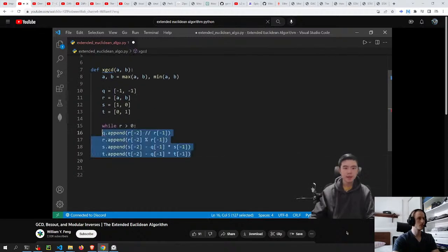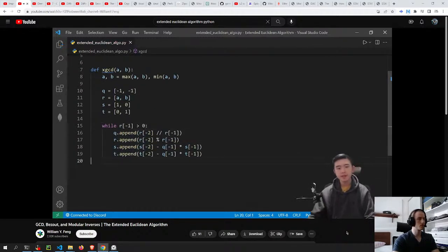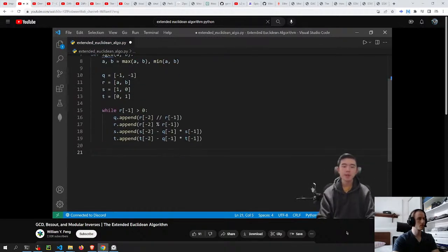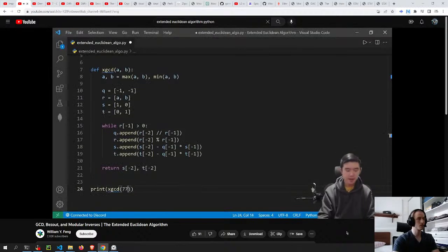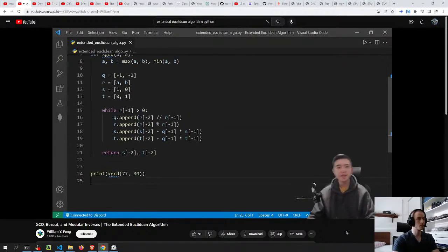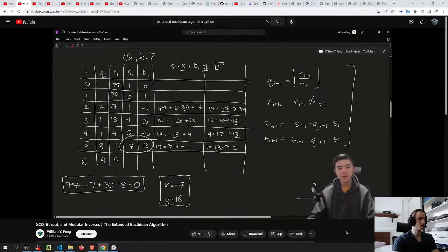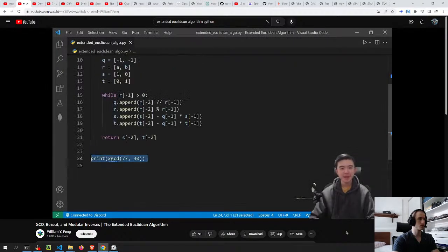Okay, and then at the very end, while the last element of r is still not 0, we're going to be doing these 4 operations. And then the answer is going to be, I think, s of -2, t of -2. So let's just do this example on 77 and 30. I guarantee you there are going to be some bugs here. Oh, no, it just works. It's not often that you get code that works like this on the first run.